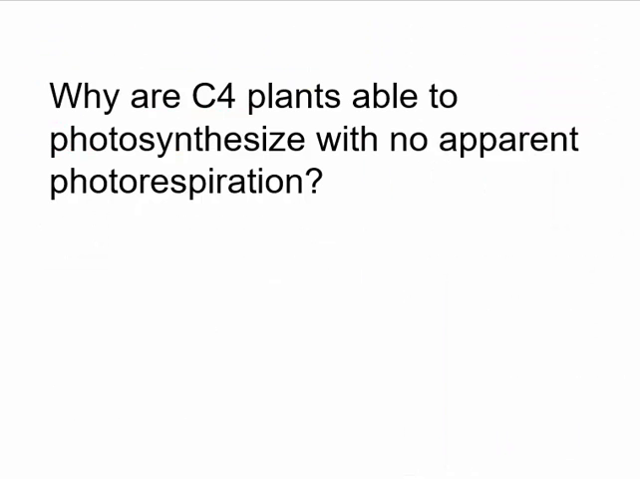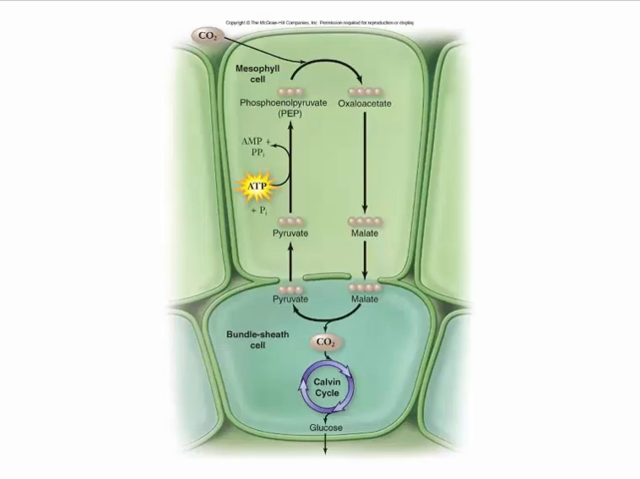Okay, so along those lines, why are C4 plants able to photosynthesize without photorespiration? Right, it's because they have that other step first. And we can look again a little more closely. Here's CO2 coming in, not directly into the Calvin cycle. That's down here in this other cell, but fixed into this 4-carbon compound.